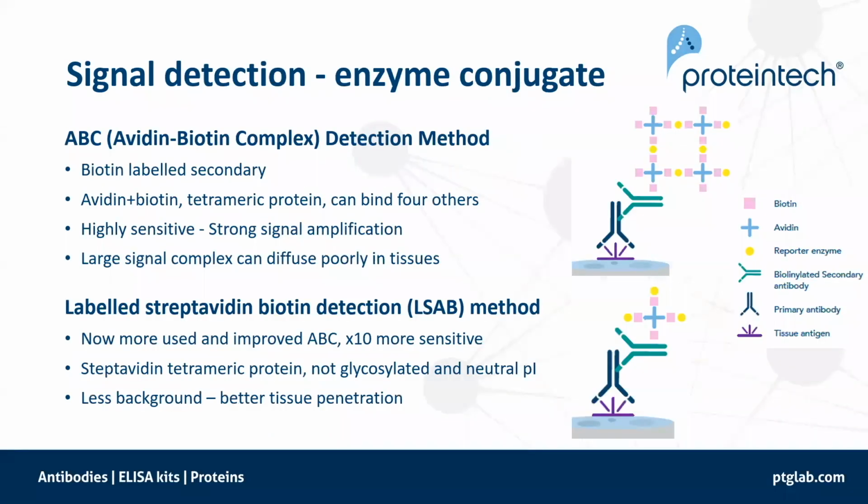So just really briefly going to go over the different signal detections that you get with your enzyme conjugates, just because I think it's quite important to understand the differences, so that maybe if you're seeing high background with one, you can change to the other. So this was the original ABC complex.